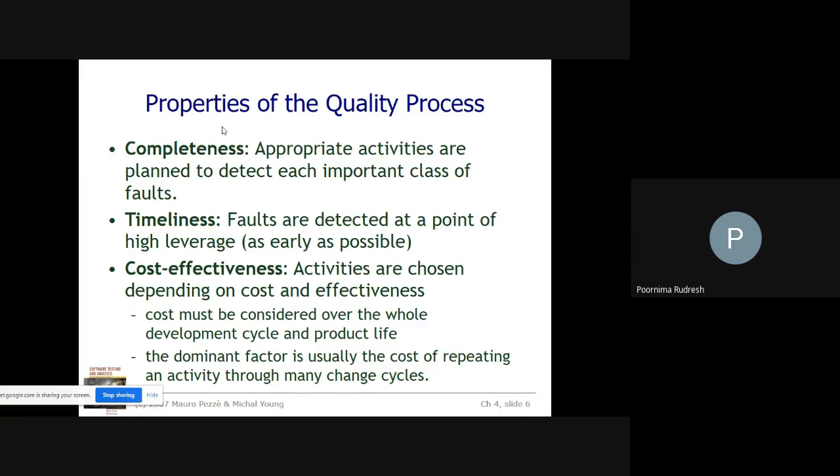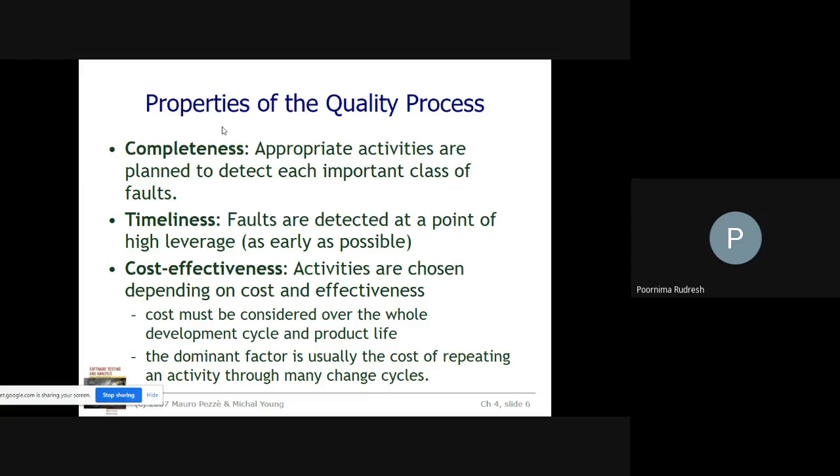We have to develop a good quality product with the minimum cost, right? And that is applied to the whole development life cycle. And here the dominant factor is usually the cost of repeating an activity through many change cycles. Because once you identify an activity, that activity can be repeated throughout the software development life cycle. Understood? That is the main dominant factor, because the cost of repeating an activity through many cycles should be minimum.